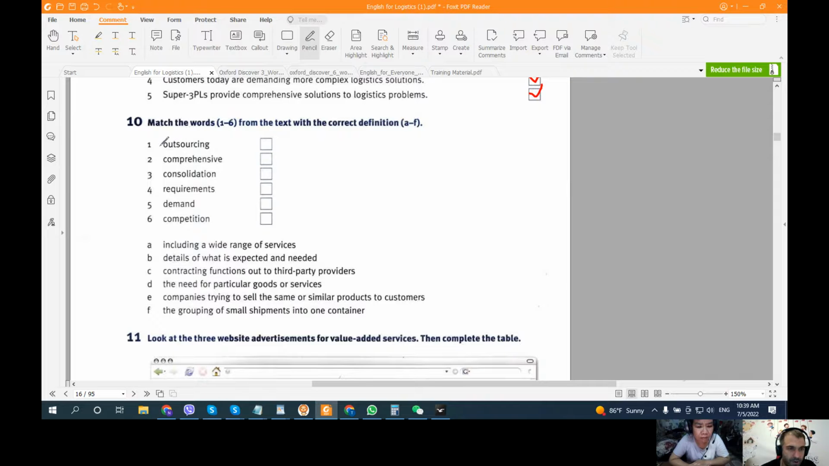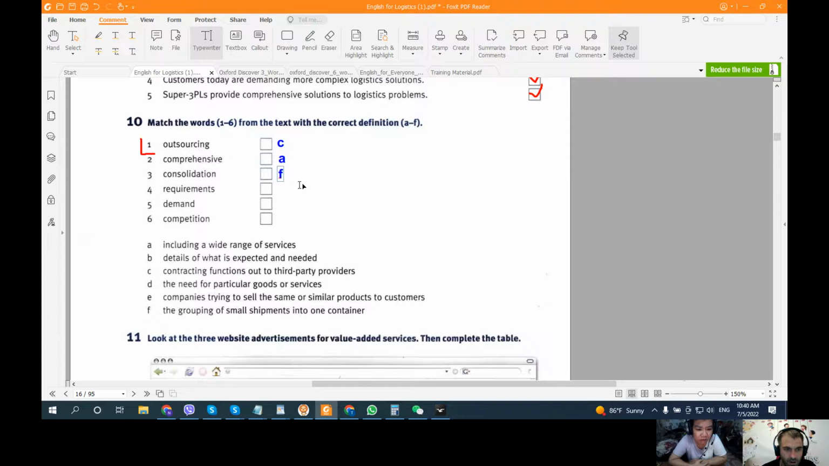Now match the words 1 to 6 from the text with the correct definition. Let's go with number 1. Outsourcing means contracting a function out to a third-party provider. Okay. Yes, this is C. Next one. Comprehensive means including a wide range of services. Okay. Next one. Consolidation, the grouping of small shipments into one container.